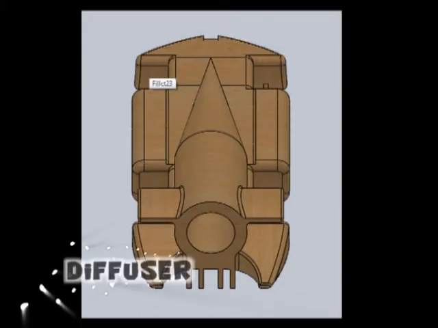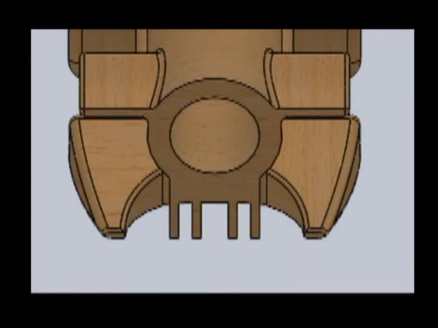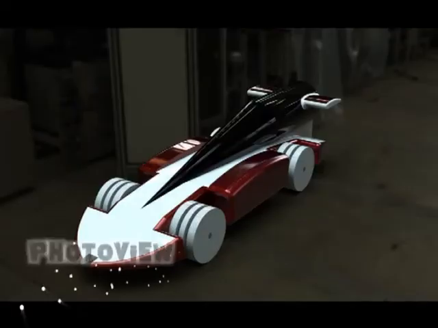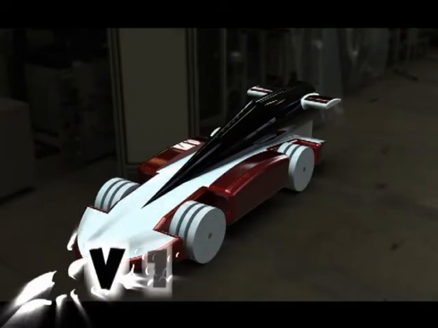Other than that, we apply the concept of the diffuser at the back of our car. A diffuser is an extension of the floor at the back of the car. The reason why we use this concept is to reduce drag that acts on the car. Besides, it also increases the speed of our car. Lastly, we render our car using SolidWorks PhotoView 360 and we name it V1.